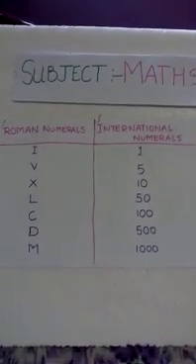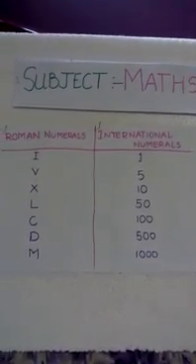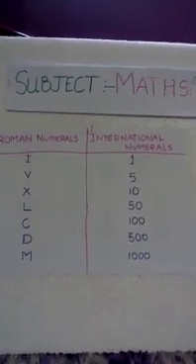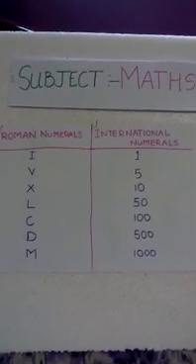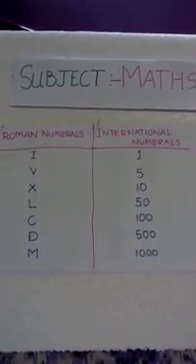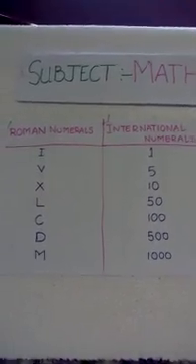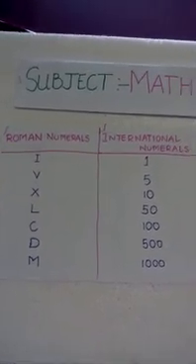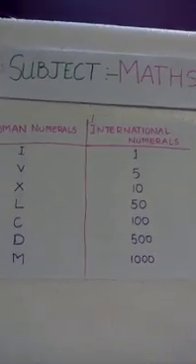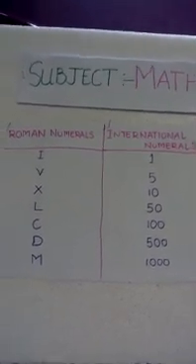We can have a look and see the Roman numeral L is for the number 50. C is for the number 100. Roman numeral D is for the number 500. Roman numeral M is for the number 1000. You can write this table in your notebook. You can also refer to page number 2 of your maths textbook. To solve the problem set 1, please refer to page number 2 of your textbook.